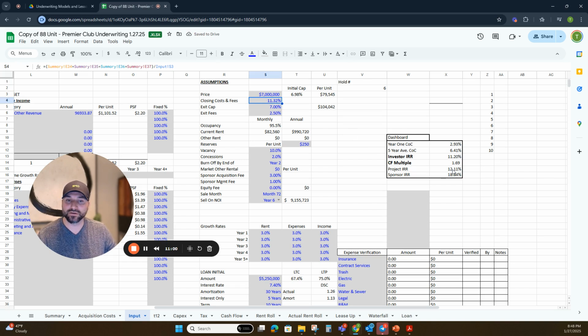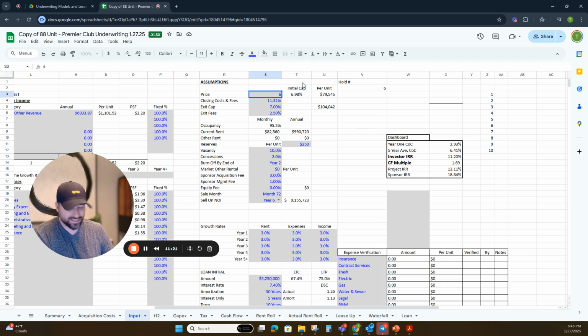Look what happens. Our project IRR just went down to 12%, right? Sponsor IRR is 18.84%, but your year one cash on cash is nearly 3%. Your 5-year average is 6.14. Investor IRR multiple 1.2. Again, not a very attractive deal.